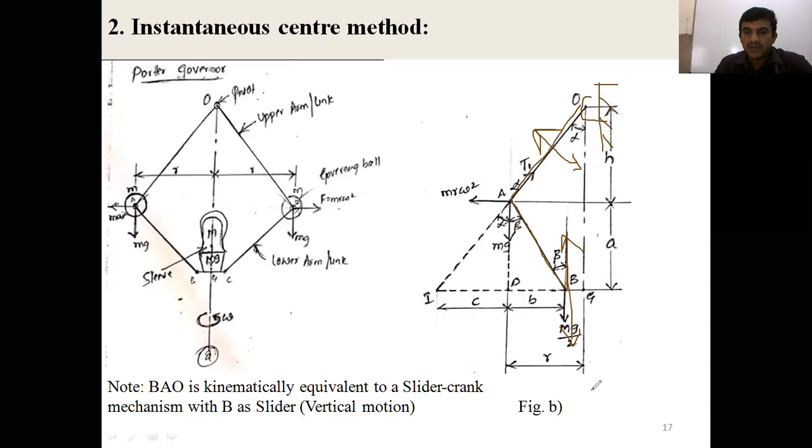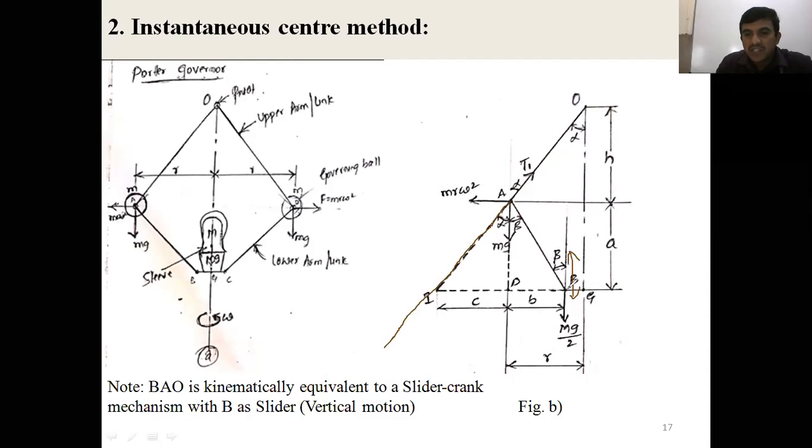Now here we draw the instantaneous center. We determine the speed and height of the governor by using the instantaneous center method. How do you determine the instantaneous center here? By considering link AB. Extend this OA, the upper arm link, and draw a line. And from point B, the slider moves vertically upward, right?